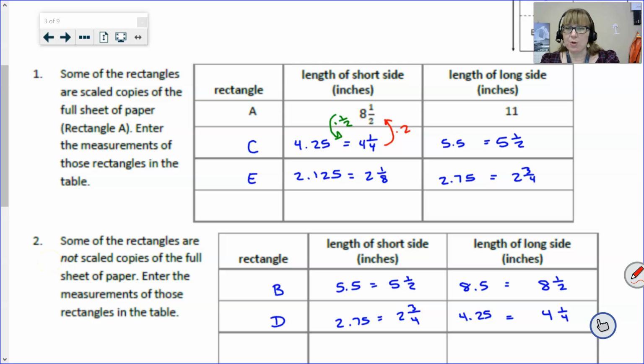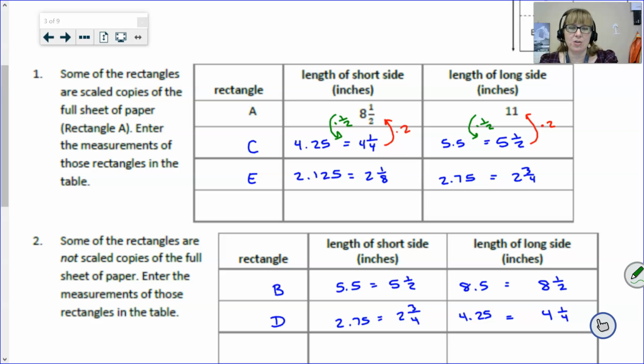Interestingly enough, we're going to be seeing a very similar relationship over here. 5 1/2 doubled is 11. And again, that makes sense because this length is half of that piece of paper. Those are the kinds of relationships that I'm wanting you to figure out.